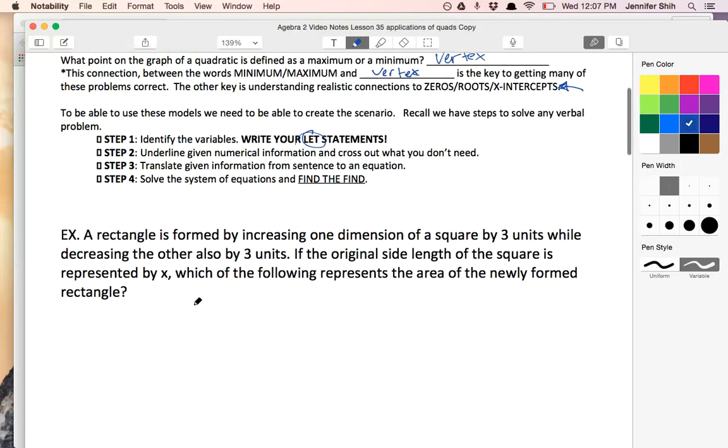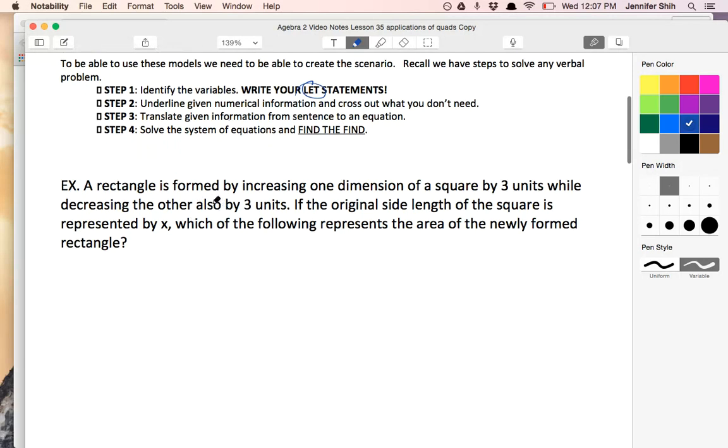So in our example, we have a rectangle formed by increasing one dimension of a square by 3 units while decreasing the other by 3 units. If the original side length of the square is represented by x, which of the following represents the area of the newly formed rectangle? This said which of the following because this was a multiple choice question, but I just took that part out. So I'm going to say: what equation represents the area of the newly formed rectangle?